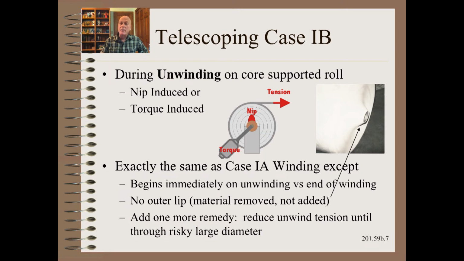Telescoping case 1B is almost identical in appearance and is identical in mechanics to type 1A. Here, however, it is upon unwinding rather than winding. Thus, for example, you would only have an inner lip and no outer lip. In our Web 101 class, we go through 4 reasons why you might be able to wind a roll that cannot be safely unwound by your customer.